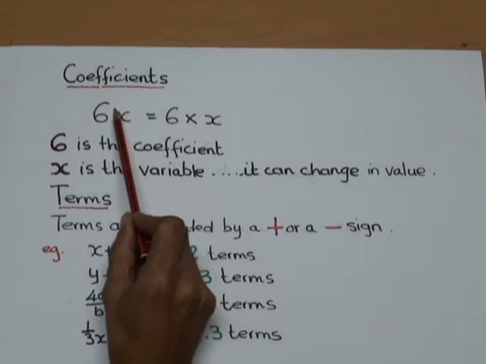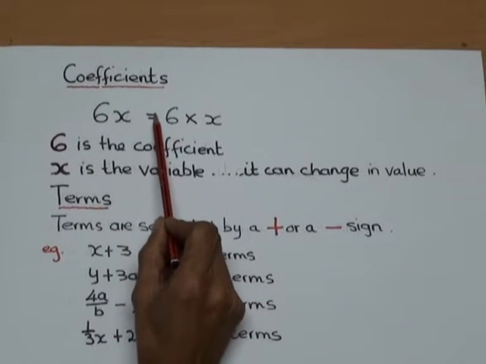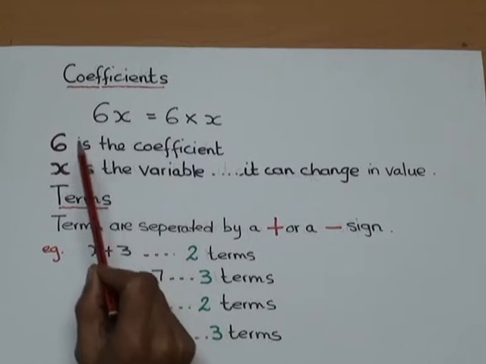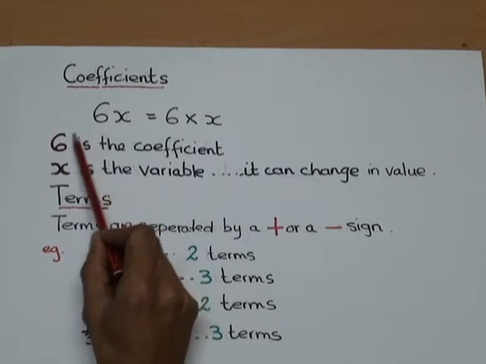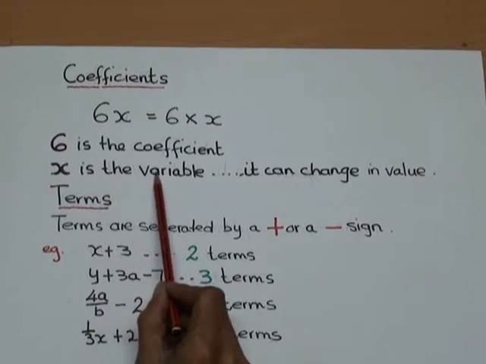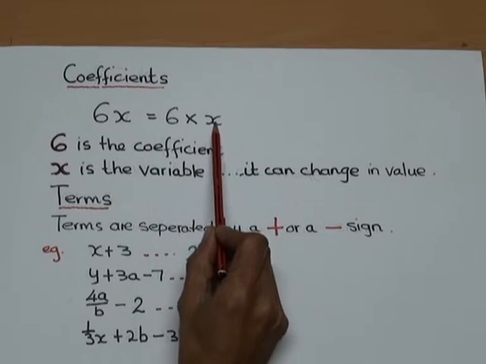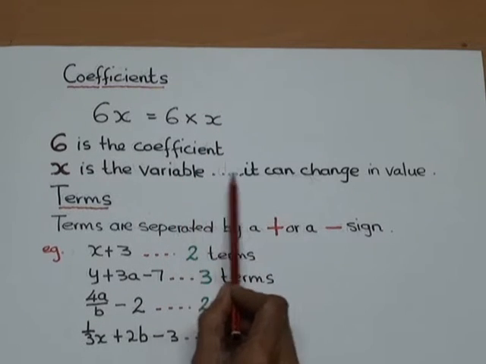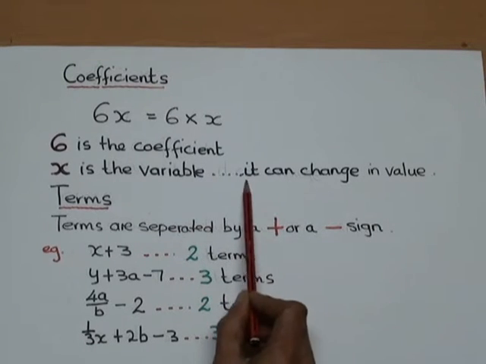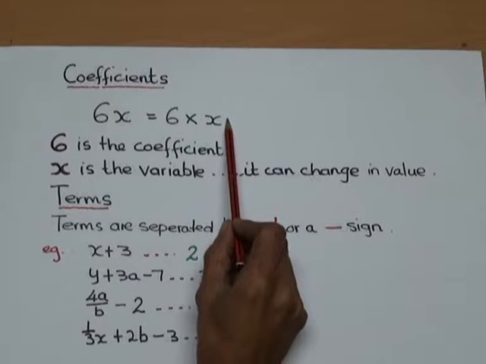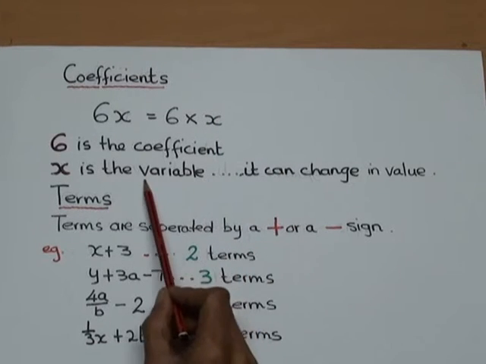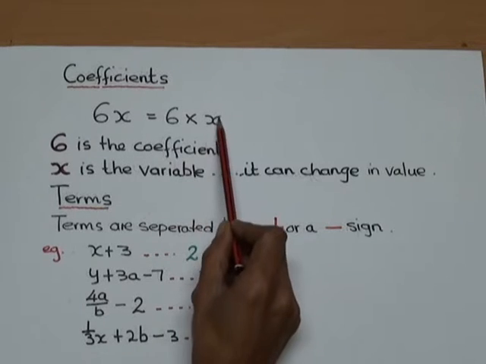Coefficients. 6 times x can be written as 6x. 6 is the coefficient and x is the variable. X is the variable. It means to say it can change in value. X can change: 2, 3, 10, whatever. It's a variable. It varies.